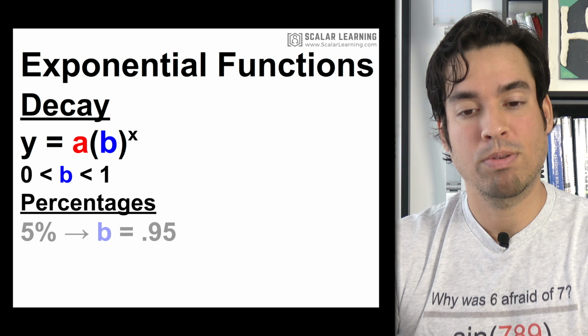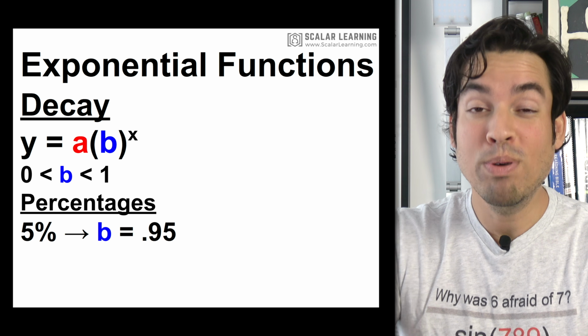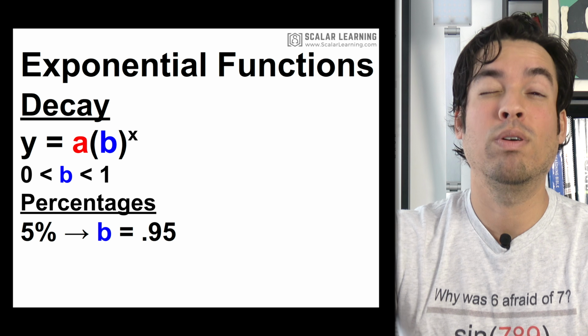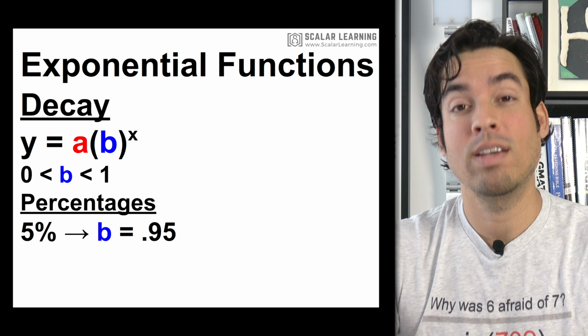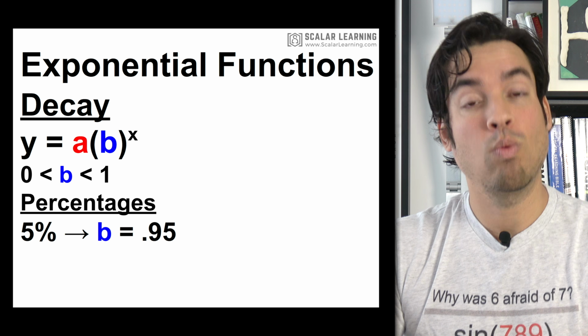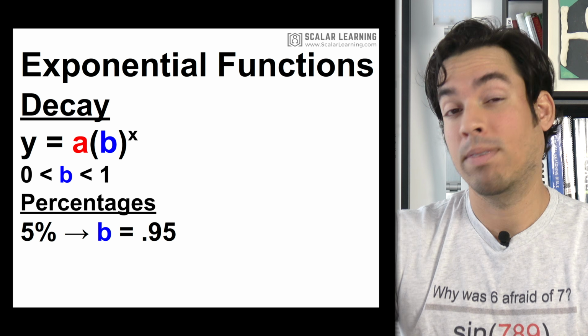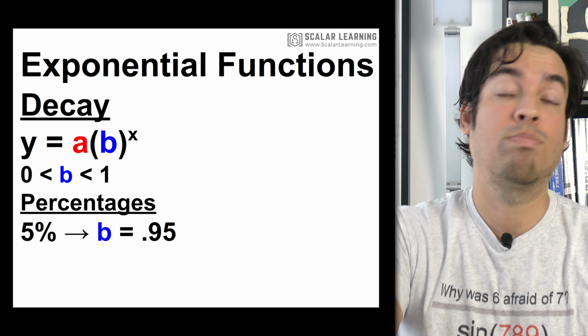So if we talk about percentages, and now we're saying it's decreasing by 5%, you don't put 5% in there. You put 0.95, okay? Why does that make sense? Because if I'm dropping by 5% every year, well, what am I retaining? I'm retaining 95%. So every year, I'm getting 95% of what I had the previous year.